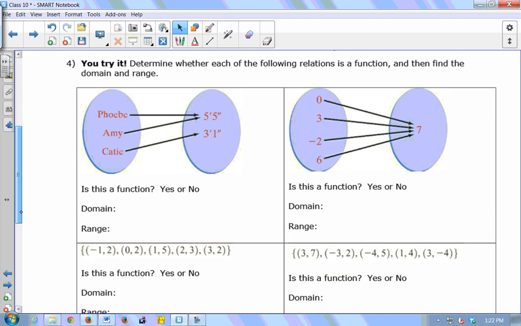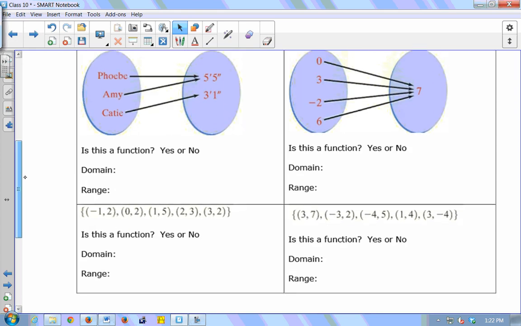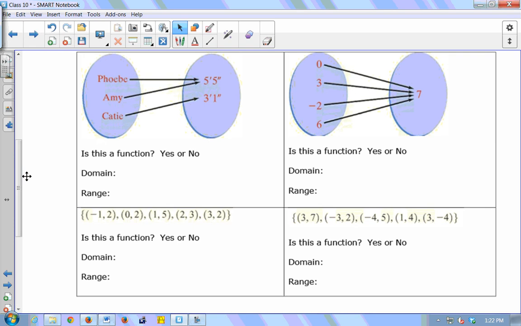All right, so now I'm going to have you try. I want you to determine whether each of these relations is a function and also find its domain and range. So I've got 4 examples there. 2 examples done with pictures and 2 with just ordered pairs.